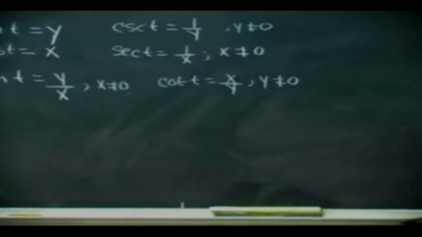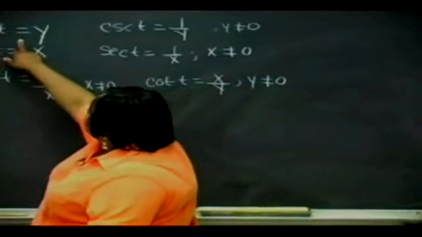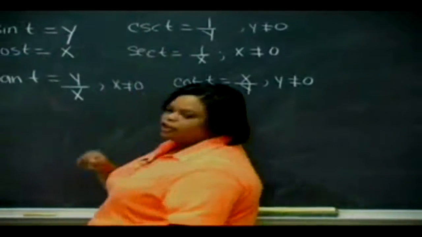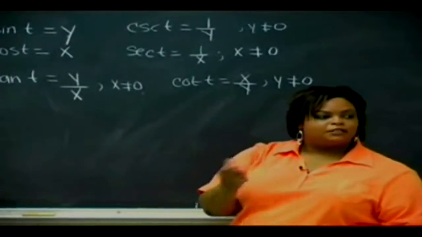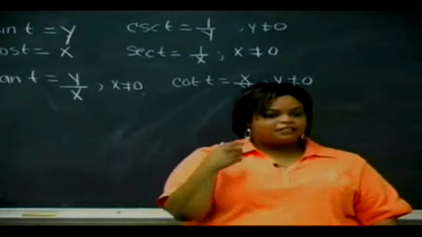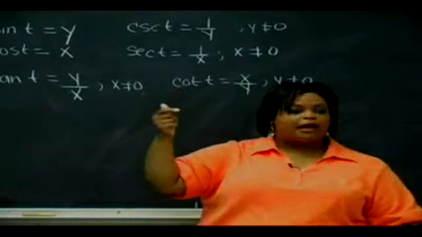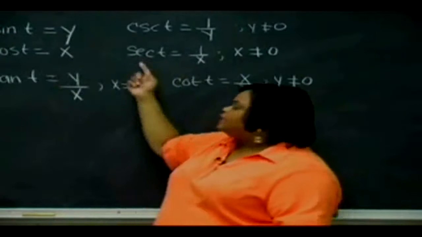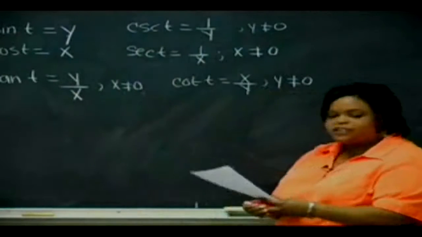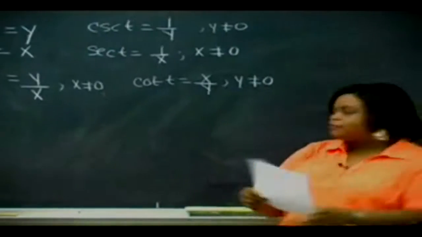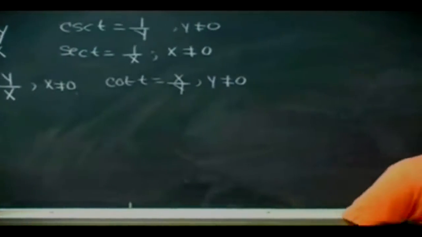Now, let's notice some things here. Sine and cosecant are called reciprocal functions. Okay? Because cosecant is the reciprocal of that Y, it is 1 over Y. Cosine and secant are reciprocal functions, and tangent and cotangent are reciprocal functions. Okay? Which means that if you know one, you can easily find the other.